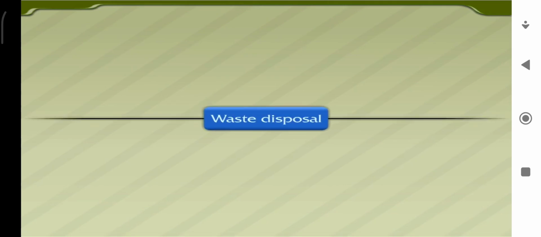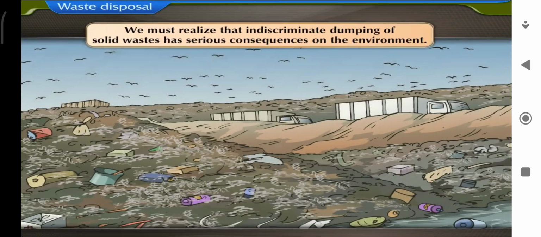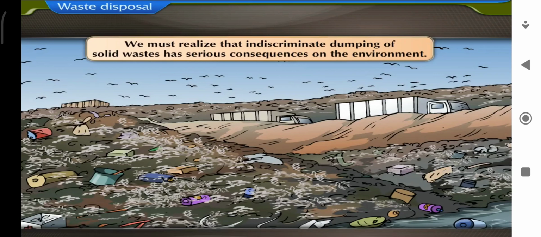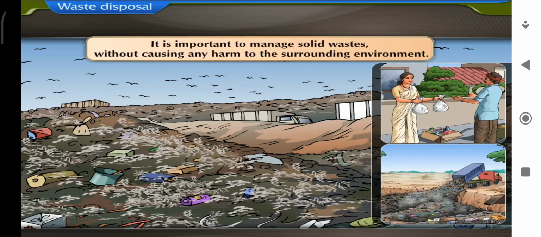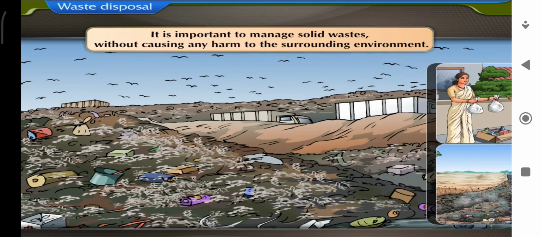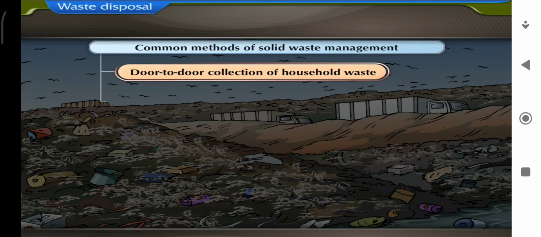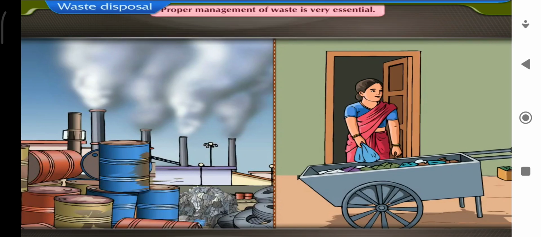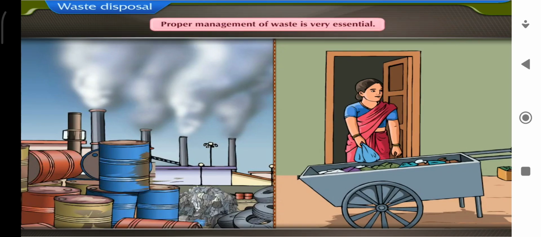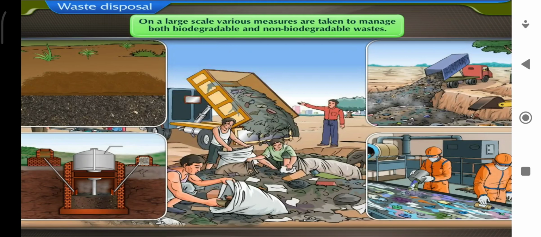Waste disposal. We must realize that indiscriminate dumping of solid waste has serious consequences on the environment. Hence, it is important to manage solid waste without causing any harm to the surrounding environment. Let us study some of the common methods of solid waste management. A huge amount of waste is generated from industries and homes. Hence, proper management of waste is very essential. On a large scale, various measures are taken to manage both biodegradable and non-biodegradable waste.